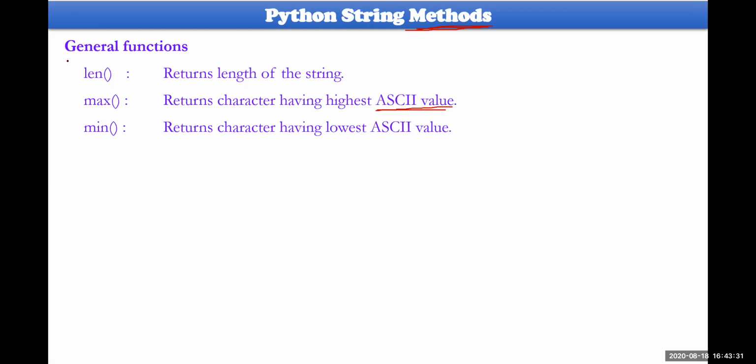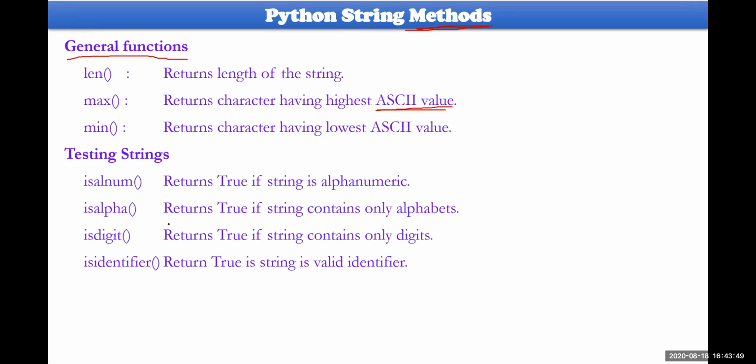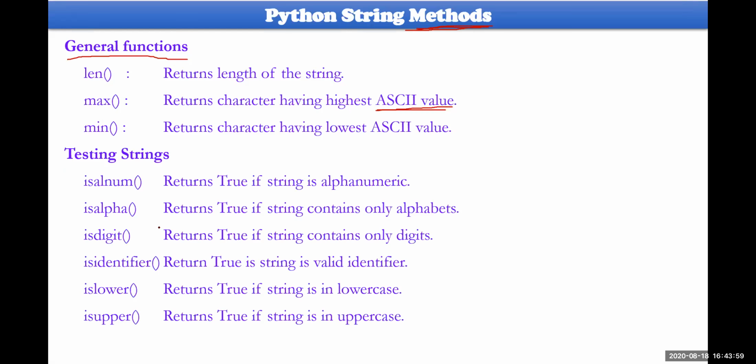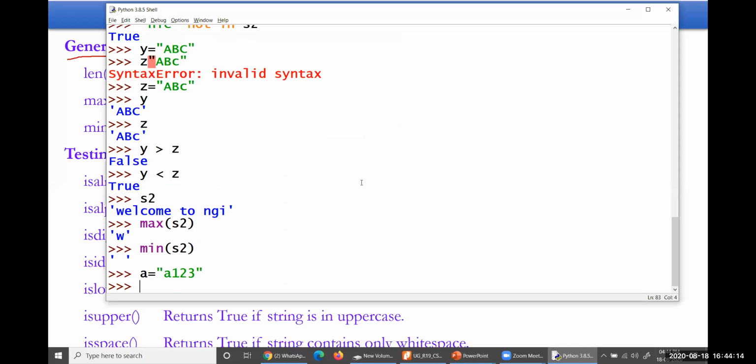Okay, these are general functions or general methods which can operate on strings. Whereas testing for strings: whether it is alphanumeric, or only alphabetic, or a digit, or an identifier. We have 33 of these identifiers with us. Or whether it is lowercase, uppercase, or a space. So we have to identify each and every point here. For alphanumeric, let me take A equal to A123. This is a combination of alphabetic characters and numbers.